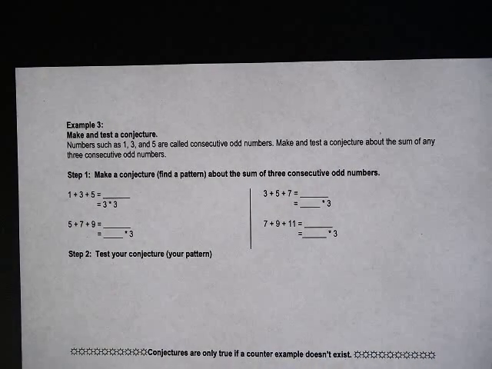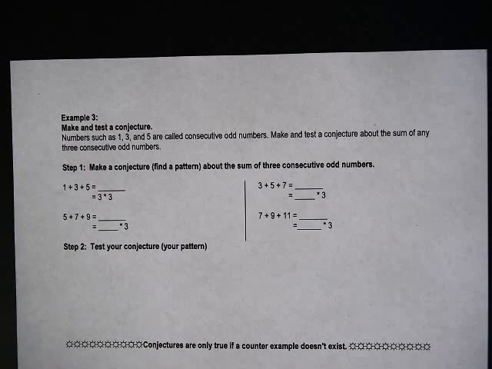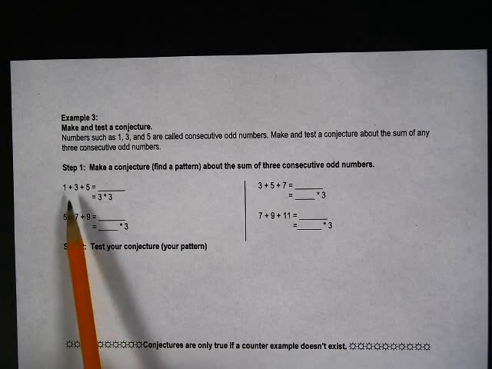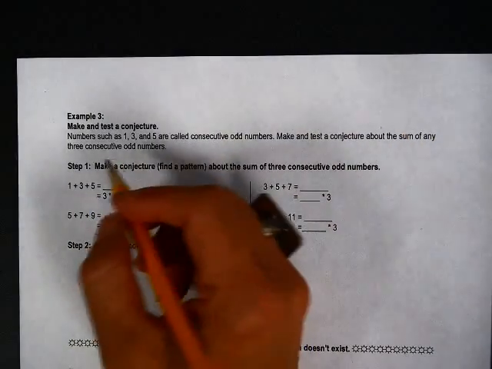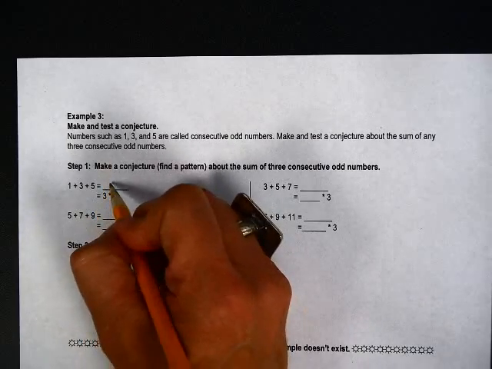Example 3. Make and test a conjecture. All right, we're looking at numbers such as 1, 3, and 5, and they're called consecutive odd numbers. Consecutive meaning one right after the other, but odd because we're leaving out the evens. Make and test a conjecture about the sum of any 3 consecutive odd numbers. Okay, so we're just going to start out with the first 3. We've got the numbers 1 plus 3 plus 5. Okay, so I'm going to add those up and I will get 9.